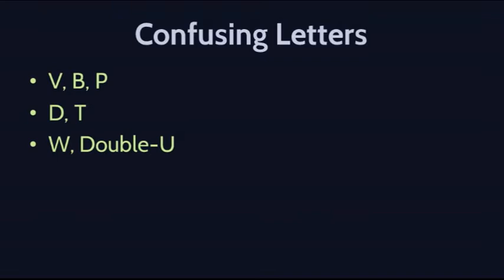Second, we have D and T. And you can probably already guess the difference. It's just like with B and P. D and T. D has a little bit of air pressure releasing. T has much more air pressure. T. T that is released. Same mouth position, but different amount of air pressure.